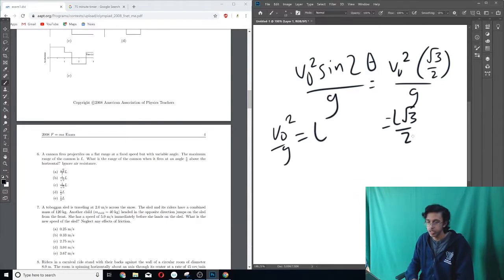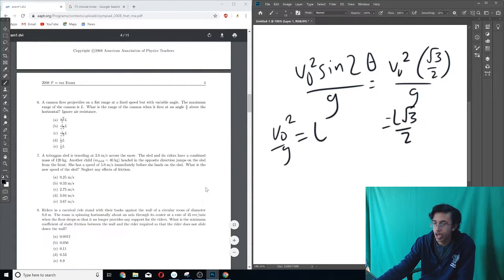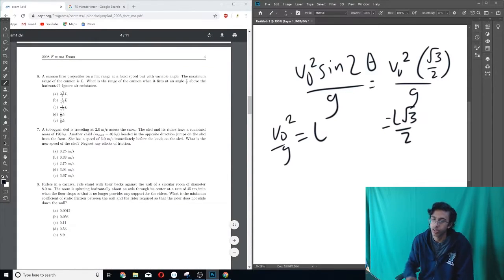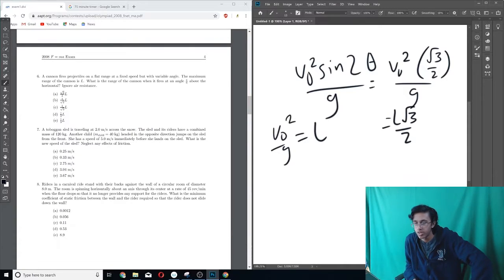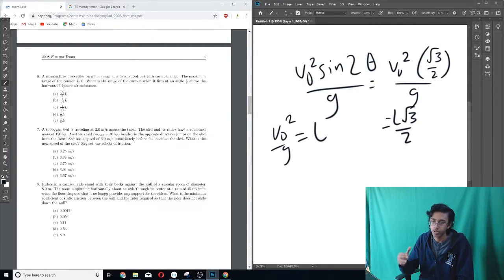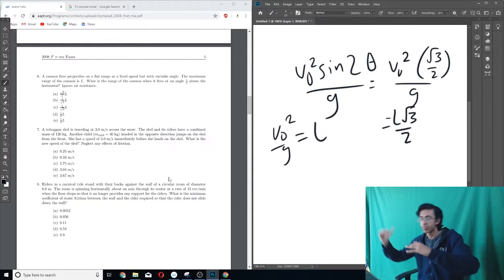A toboggan sled is traveling 2 meters per second across the snow. The sled and its riders have a combined mass of 120 kilograms. Another child, m equals 40 kg, headed in the opposite direction, jumps on the sled from the front. She has a speed of 5 meters per second immediately before she lands on the sled. What is the new speed of the sled? Neglect any effects of friction. Alright, so this just seems like a momentum kind of thing, because you have a toboggan, then you jump on, then it should have constant momentum.